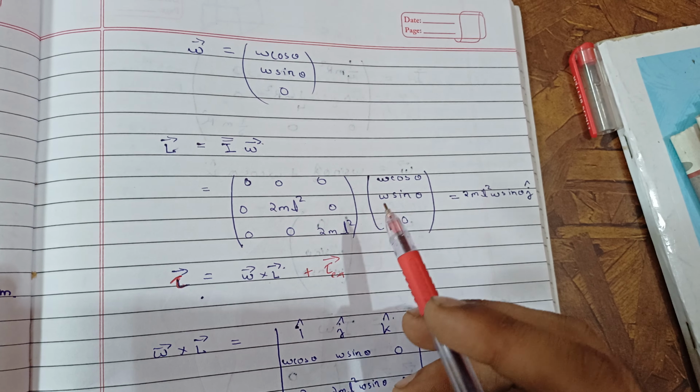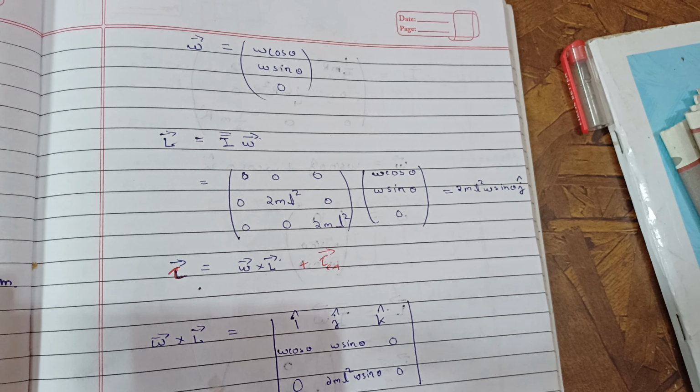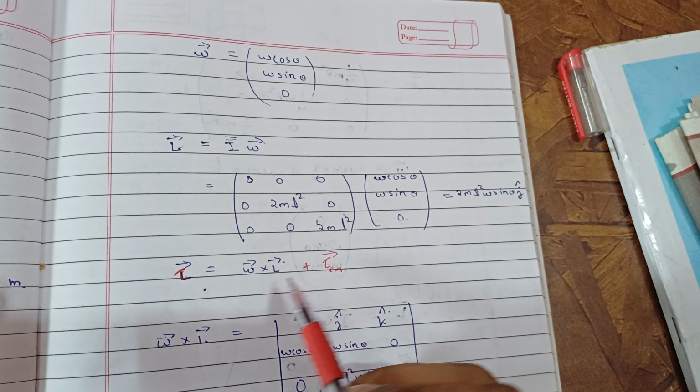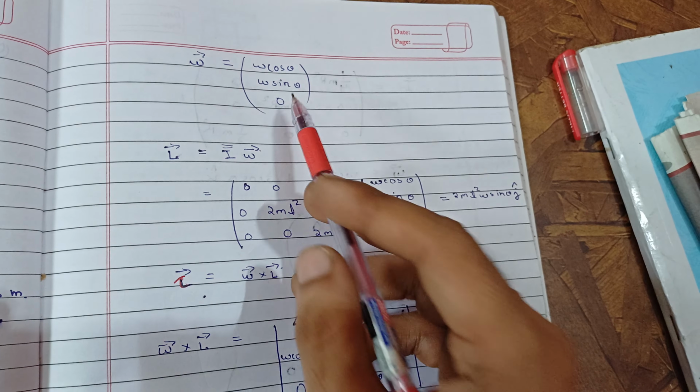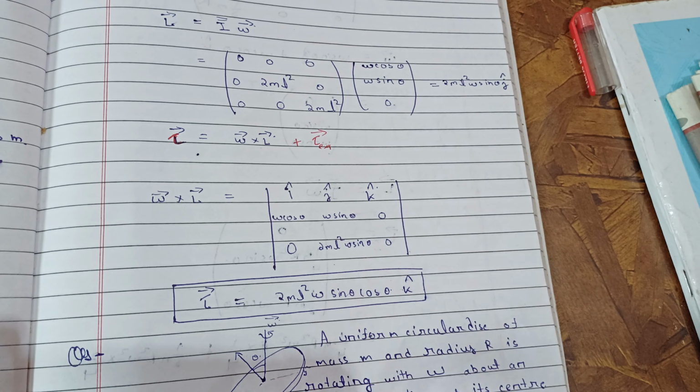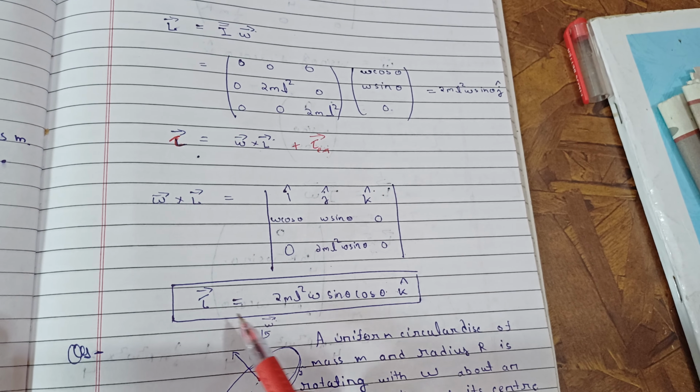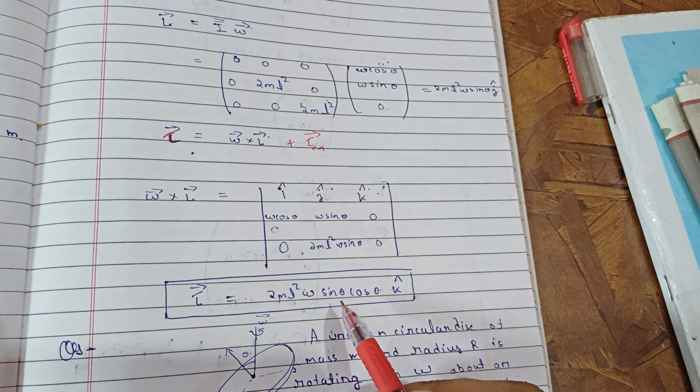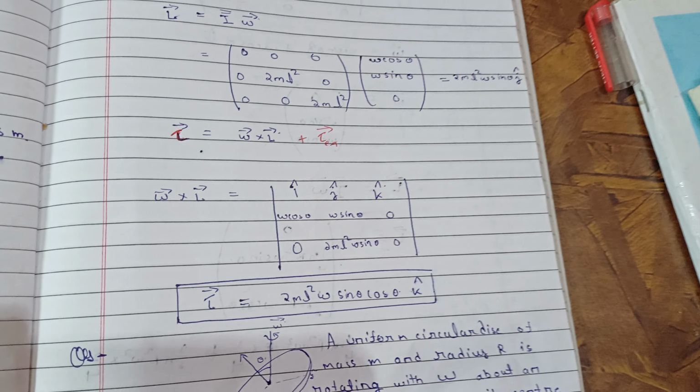And what is the torque? I already told you, the torque is omega cross L plus external torque, and the external torque is 0. You have omega already, and L you have already found. Just do the cross product and you will get your torque. I just did the cross product here, and it gives you torque equal to 2ml square omega sin theta cos theta k cap.